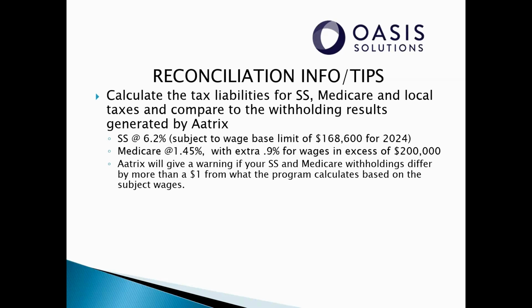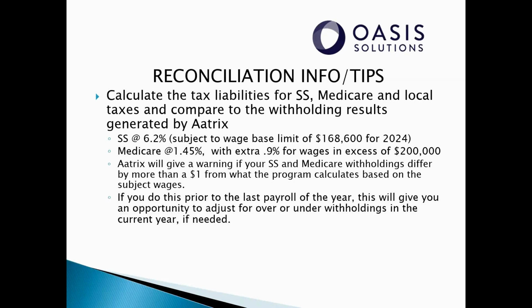So again, do your reconciliations and know where your variances are, so that they can be addressed and you're not panicking at the last minute, saying, oh no, what do I do? If you do it prior to the last payroll of the year, that gives you the opportunity to adjust for under or over withholdings. If you're more than $1 away, you can make that adjustment on your last payroll if you need to.